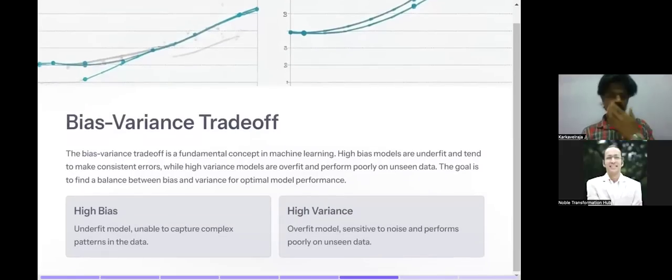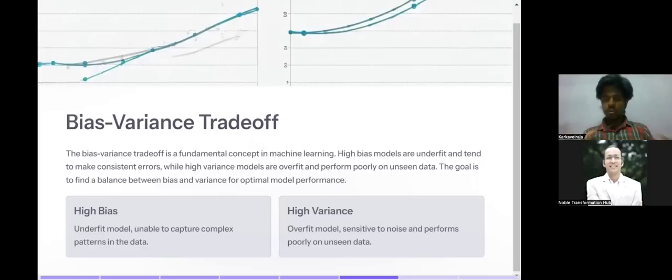Okay, bias and variance trade-off. The bias and variance trade-off is a fundamental concept in machine learning. A high bias model, or underfit model, doesn't work for the test data or train data and tends to make consistent errors. While a high variance model, or overfit model, memorized all the training data, so it is not able to work for the test data and performs poorly on unseen data. Perfect. The goal is to find a balance between bias and variance for optimal model performance. Guys, I hope you don't need any explanation for it. Okay, because if you have a high bias model, it's underfitted.